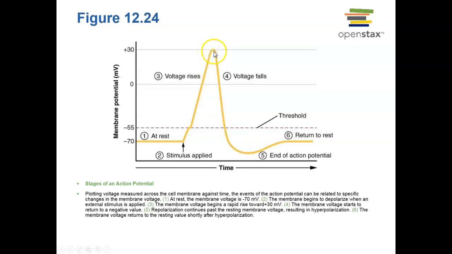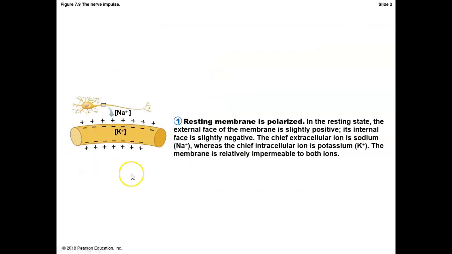Then sodium channels close, potassium channels are opening, and potassium starts rushing out. That brings us back to resting membrane potential, and sometimes we go a little further to a hyperpolarization. And then we go back to rest, okay? So let's look at your version.